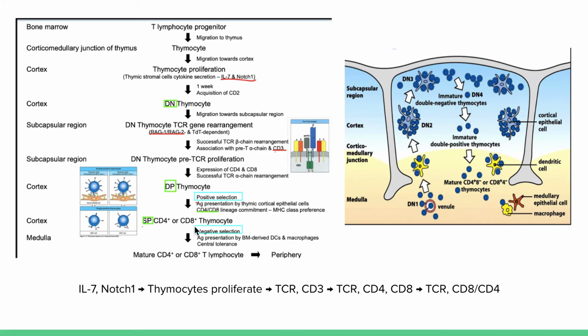Once it does that, it goes through negative selection. Negative selection is where we present antigens to the T cells and see if there's any cross reaction or if it can damage the host cells in any way. If the cells can damage host cells in any way, we get rid of them. Those don't mature. Only the cells that are very good at getting rid of infection mature into mature CD4 and CD8 positive T lymphocytes, which are then sent out of the thymus.